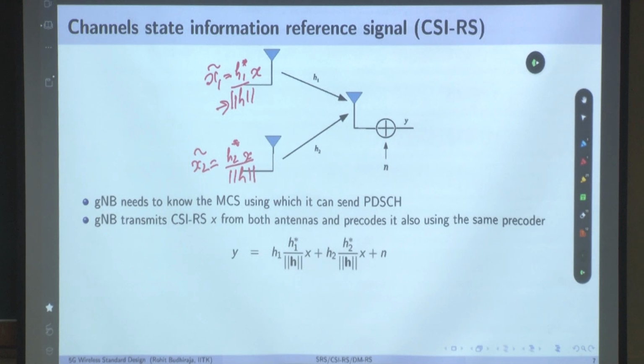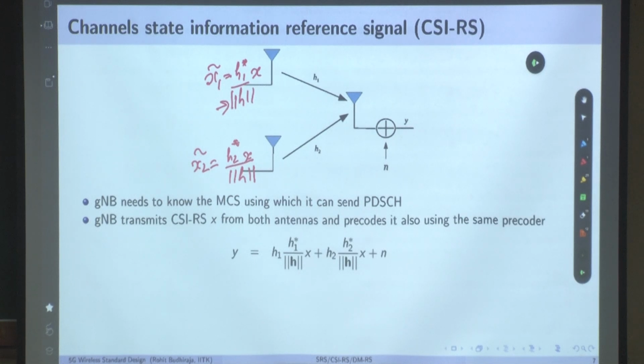And what are we saying here? Earlier we considered this as data with some x. Now what I am saying here is that this is a CSIRS which is being transmitted. Because this is a reference signal, it is known to the receiver also. Now we are using the same precoder to precode this pilot signal also.